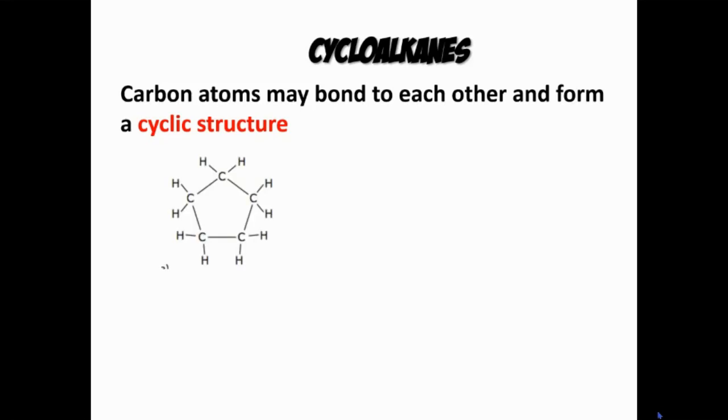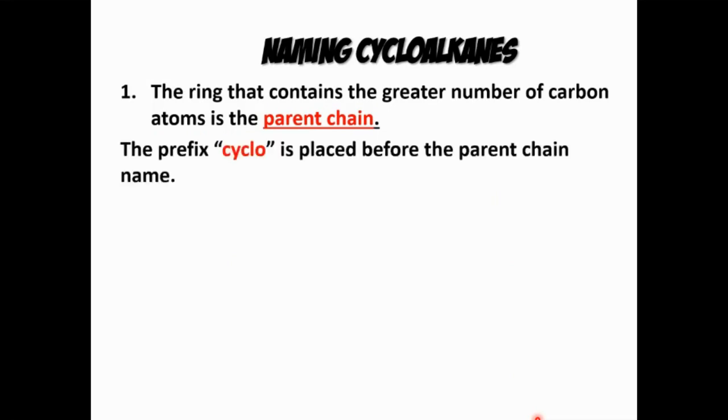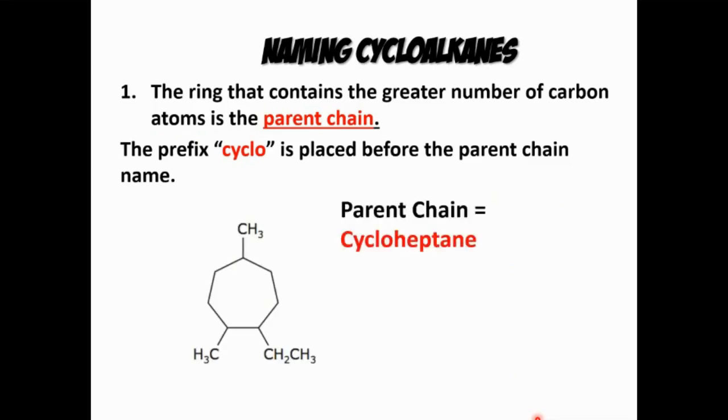but may mabubuo ditong cyclic structure lamang, no? So yan ay isang halimbawa ng cycloalkane, and usually in typical references mag-exist siya bilang ganito. Medyo mahina ako sa shapes, 1, 2, 3, 4, 5, pentagon. Nakabuo siya ng pentagon. And then in terms of naming cycloalkanes, the ring that contains the greater number of carbon atoms is the parent chain. So the prefix cyclo is placed before the parent chain name. And then, yung structure na yan, ang kanyang parent chain is cycloheptane.